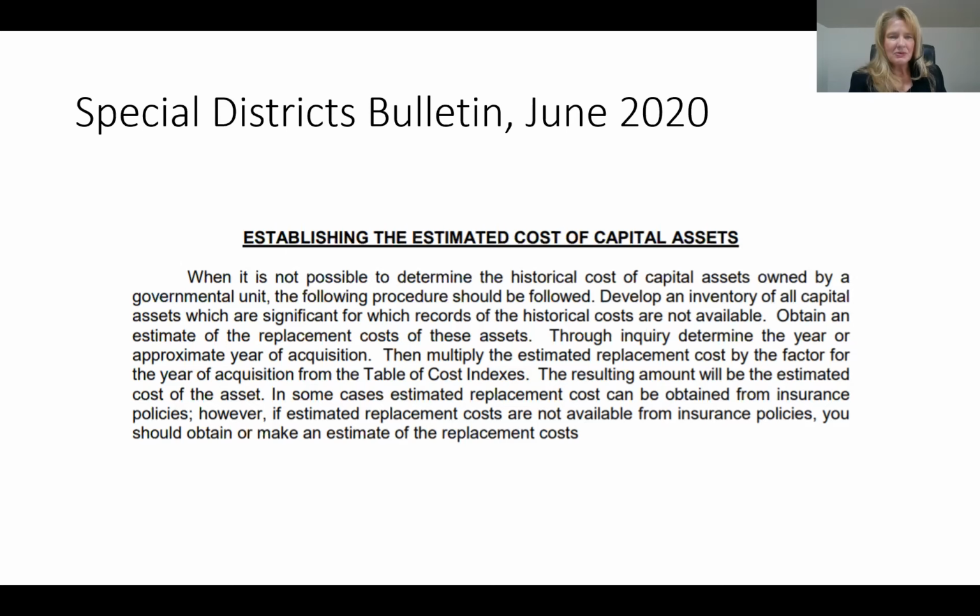So when it's not possible to determine the historical cost of capital assets owned by a governmental unit, the following procedures should be followed. Develop an inventory of all capital assets which are significant, for which records of historical costs are not available, and obtain an estimate of the replacement costs of these assets. And then through inquiry, try to determine the year or the approximate year of acquisition. And then you're going to multiply the estimated replacement cost by a factor on the consumer price index table of cost indexes. And that result will be the estimated cost of the asset. So you can go ahead to the next slide, Todd.